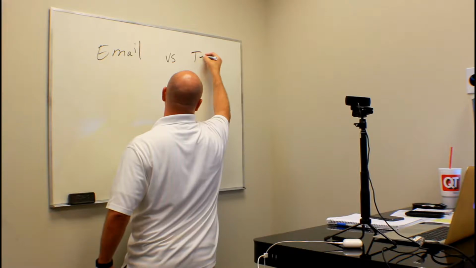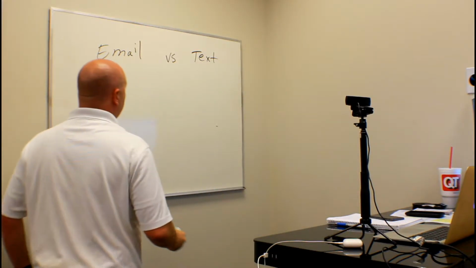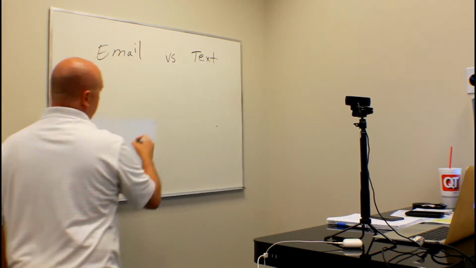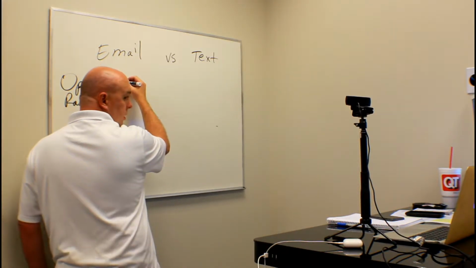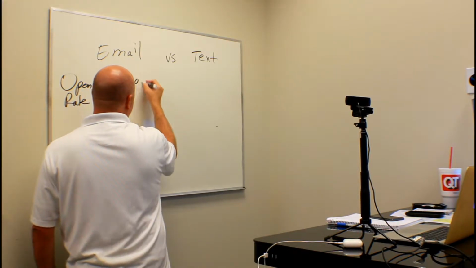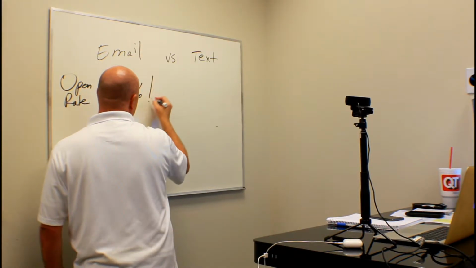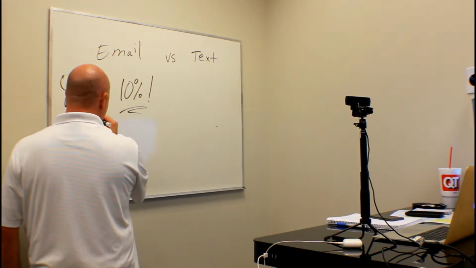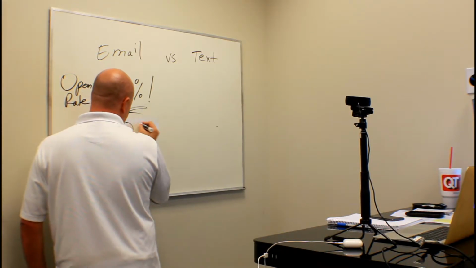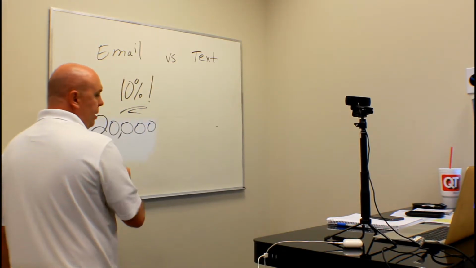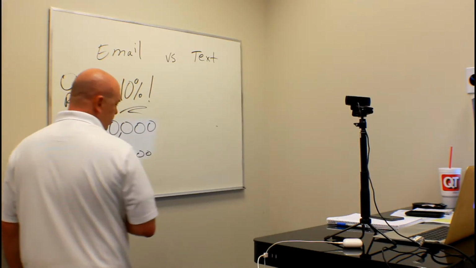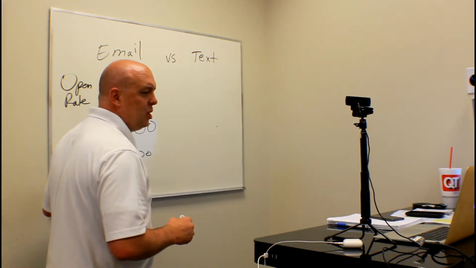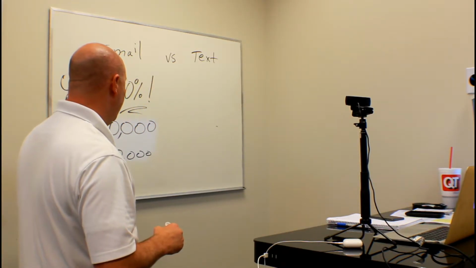versus text. Guess what a good open rate is for email? 7%. Getting less and less, right? If you get 10%, that is amazing. Like you're rocking it right there. So that means if you have 20,000 people on your email list, how many people are going to open that? 2,000. And that's not your click-through rate. The click-through rate means they actually read the email and check it all out, right?